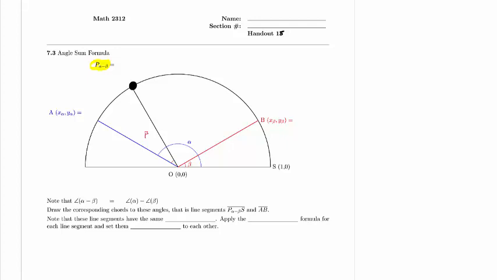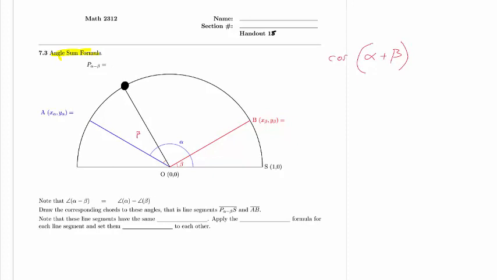Hey, pre-calculus. Today we're going to be going over handout 15, which is the angle sum formula. Angle sum formula is anytime we have the sum or difference of two angles, where alpha and beta are two different angles, and we're going to be interested in both the cosine and the sine of these two characters.